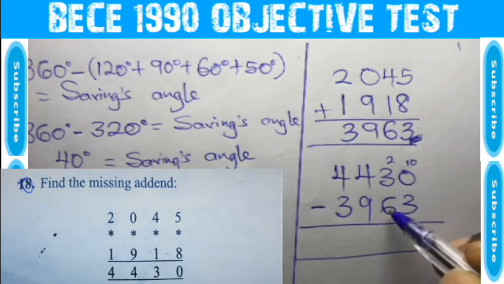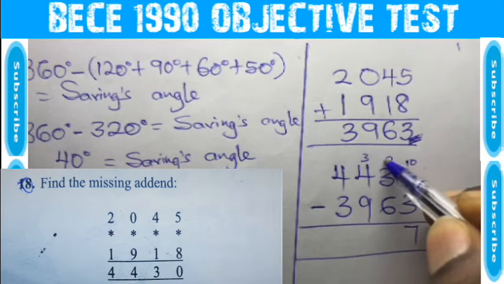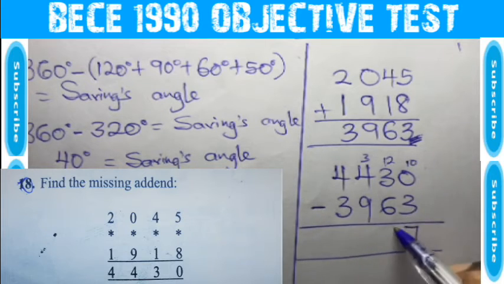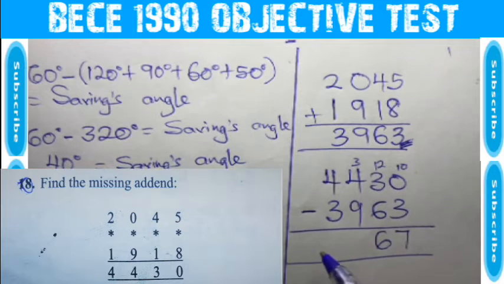2 is left. We can't subtract 6 from 2. So we borrow 1 from here. 3 is left here. The 1 is 10, so we add 2 to it. We have 12. 12 minus 6, we have 6.